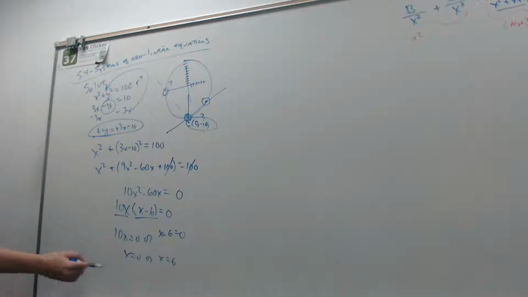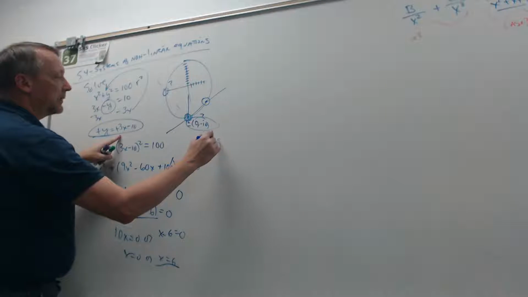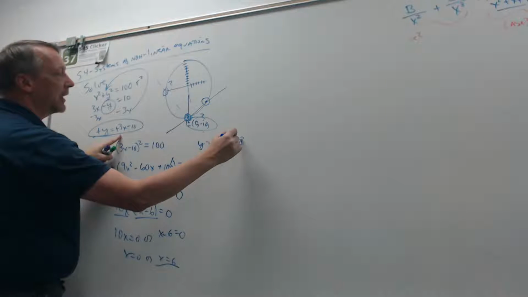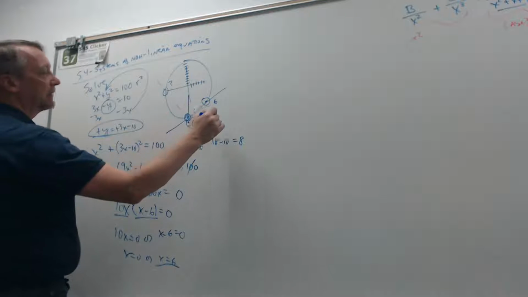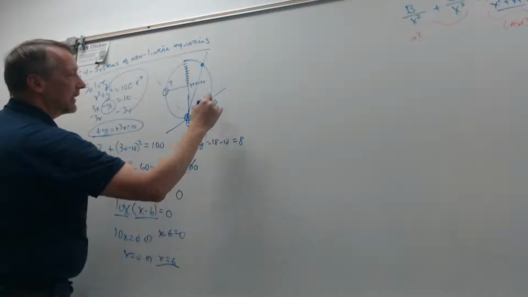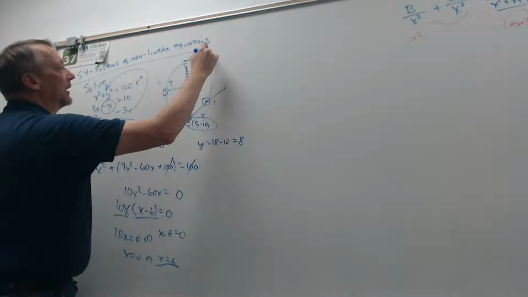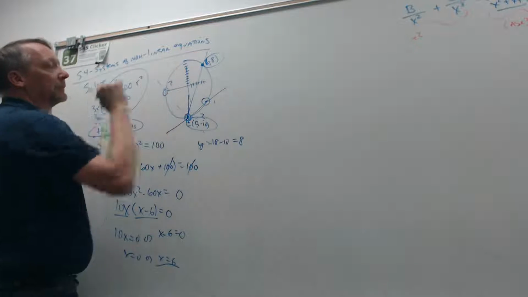Okay. So now I plug in the 6. Y equals 18 minus 10, which equals 8. So this point is 6, 8. Yeah, I guess I drew it wrong. It's supposed to be up there. 6, comma 8. Okay? We have to graph it. You don't have to, but I just wanted to explain to you what's going on. So it's equal at this point and at that point.